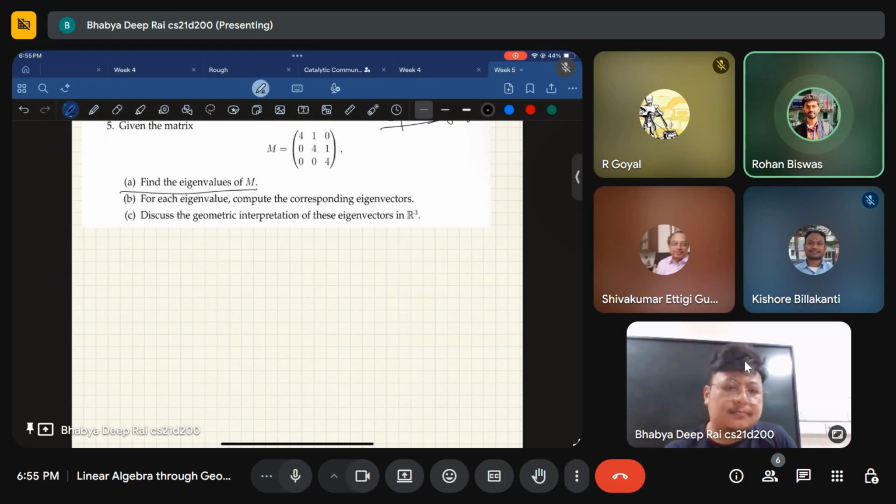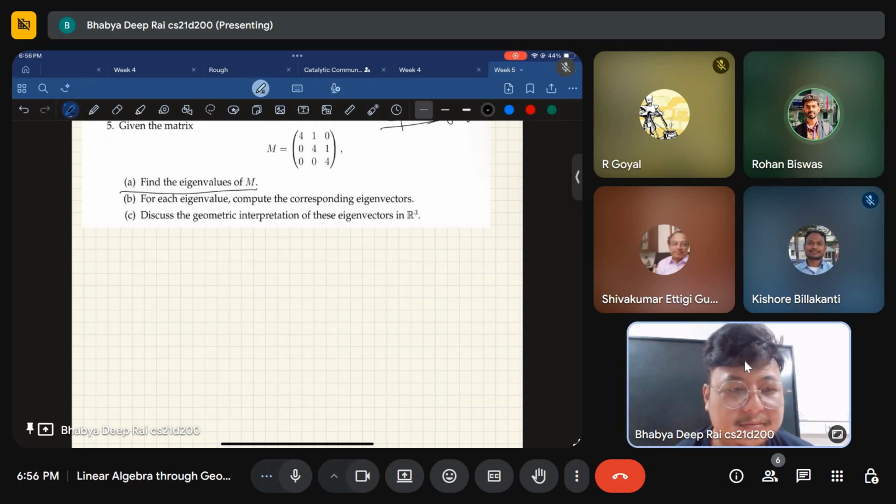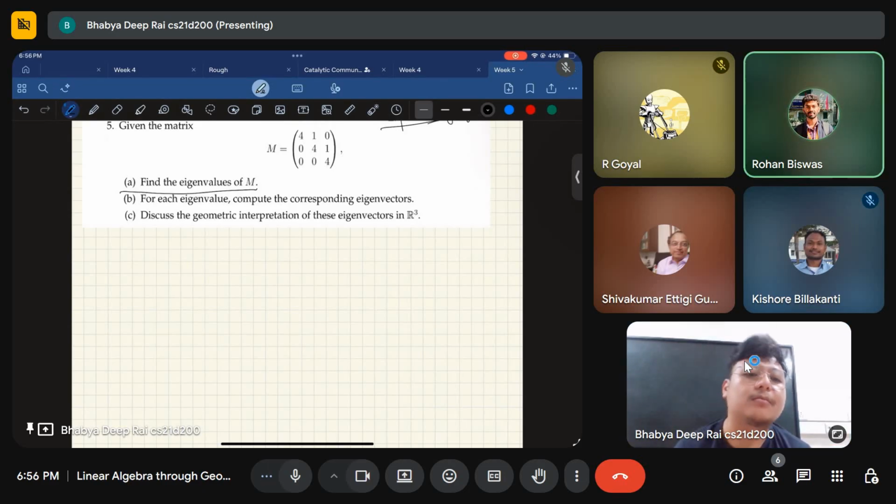Sir, I have one question. For this kind of matrix, it is triangular, so finding the characteristic equation is very easy because the determinant is simply the product of the diagonal entries. But if it is not a triangular matrix and you ask me the same question, what will be your take? Will you go by the determinant and trace method, the product and sum of the eigenvalues?